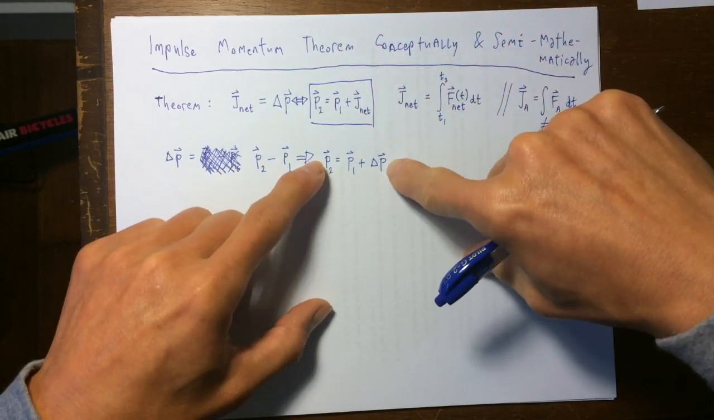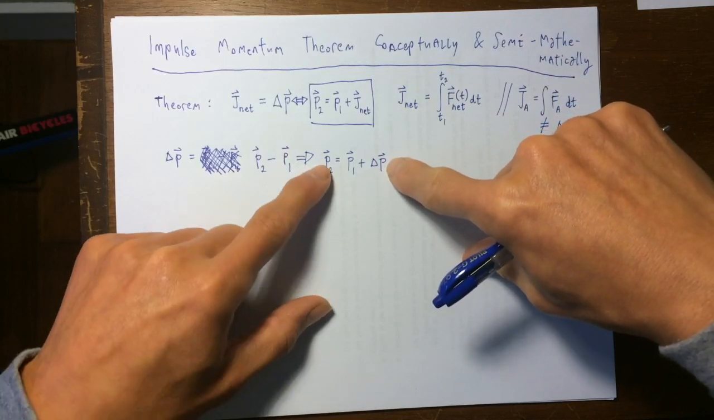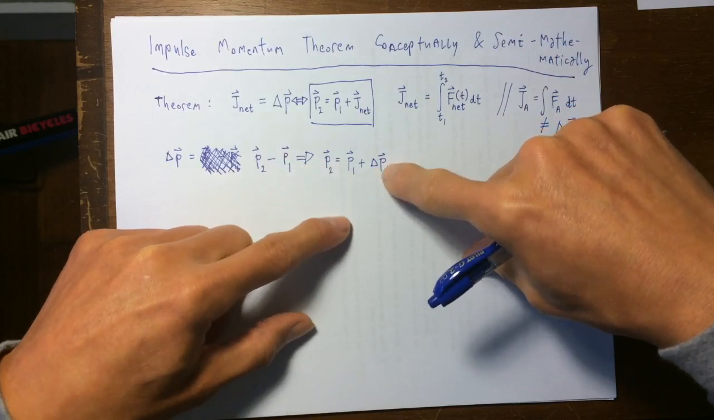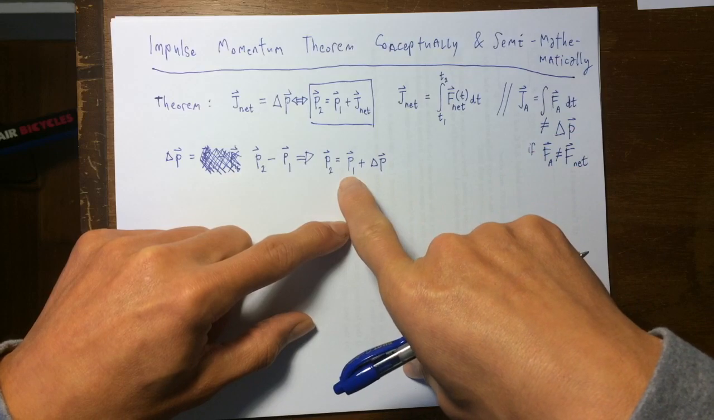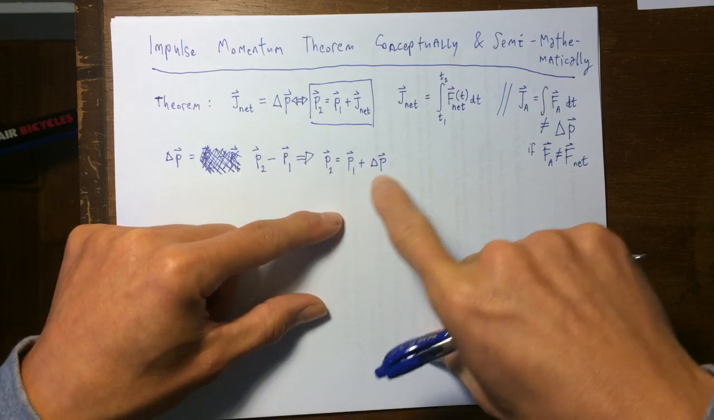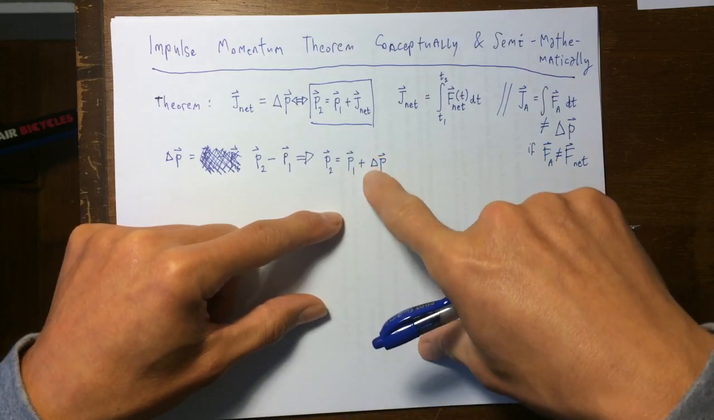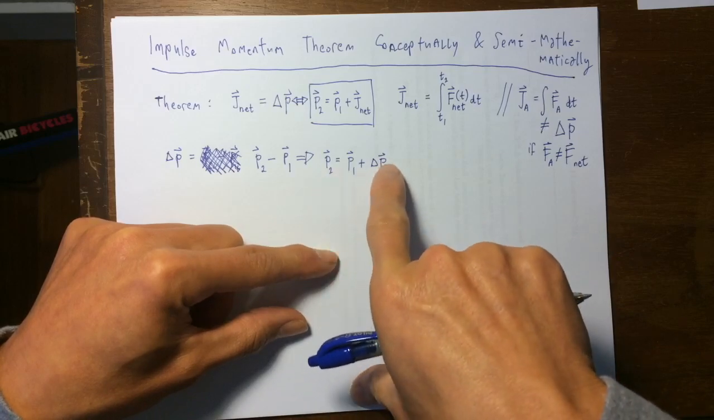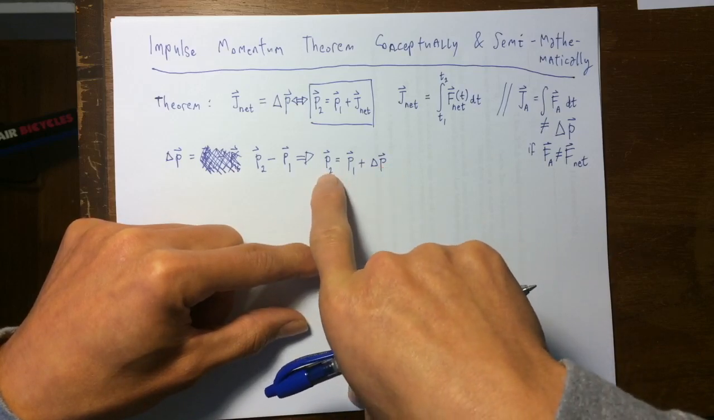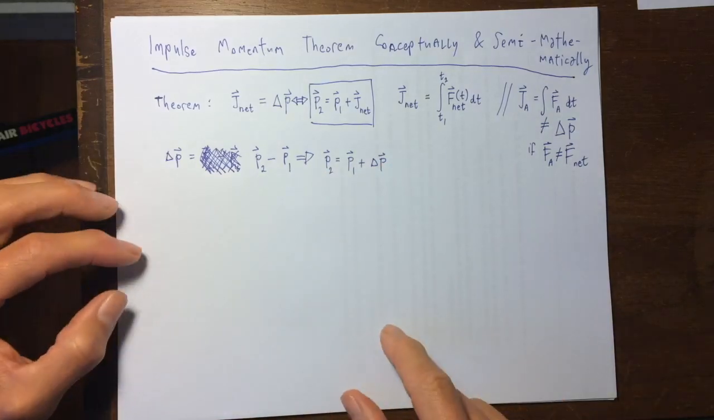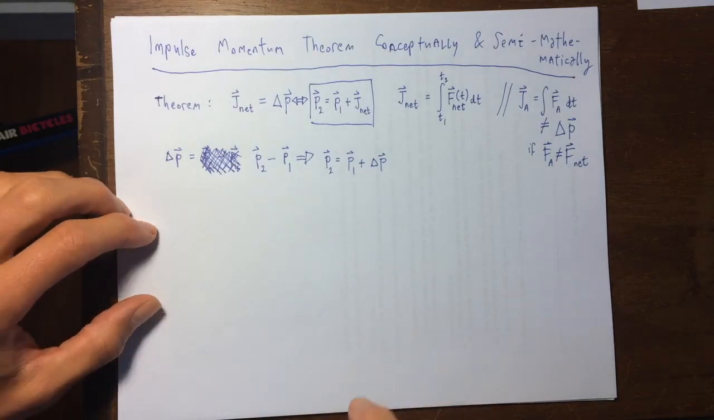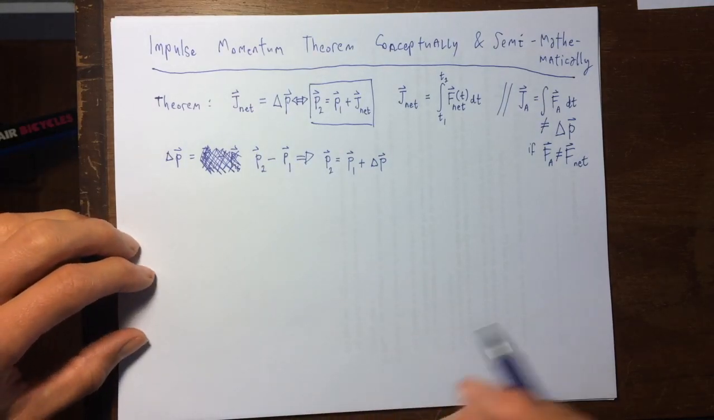This right here is just the definition of change. If you have a start value of whatever, including vector whatevers, and you have a change of this amount, then after the change you have this new value, right? But this is what the momentum impulse theorem is about.